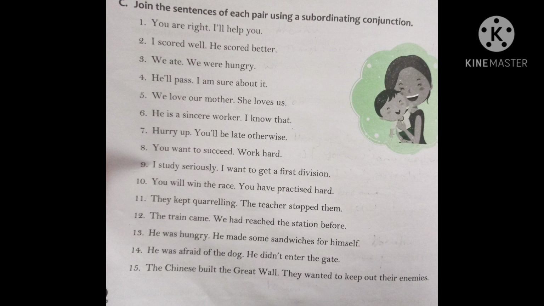Number 13. He was hungry. He made some sandwiches for himself. He was hungry, therefore he made some sandwiches for himself. Number 15. The Chinese built the Great Wall. They wanted to keep out their enemies. The Chinese built the Great Wall because they wanted to keep out their enemies. Now I hope you will be able to do the rest of the questions on your own.